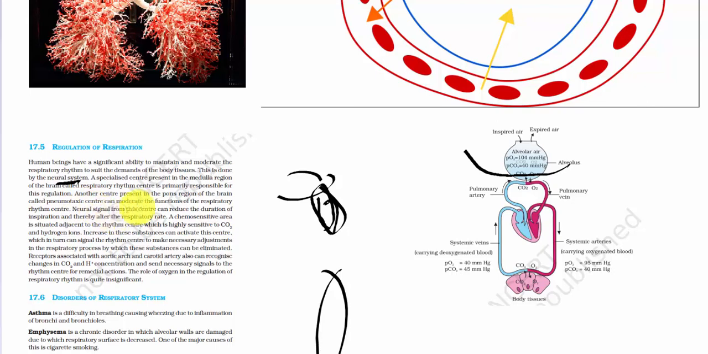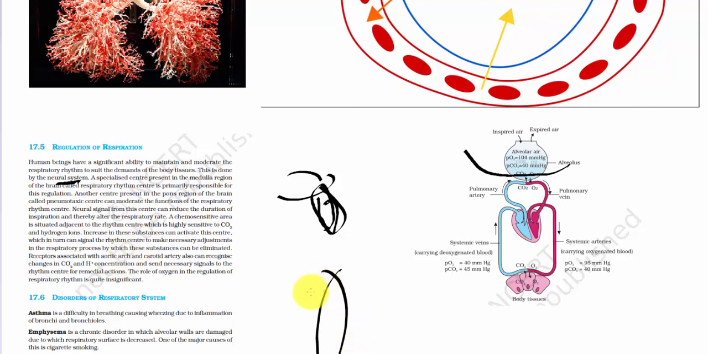Another center present in the pons region of the brain, called the pneumotaxic center, can moderate the function of the respiratory rhythm center. Neural signals from the center can reduce the neural inspiration and thereby alter respiratory rate. Signals can be fired in the brain which can speed up or reduce the breathing, and that signal will depend upon the signal coming from the chemosensitive area, which detects CO2 level or hydrogen ion concentration. So you have a very complex mechanism present in our brain. It automatically works.